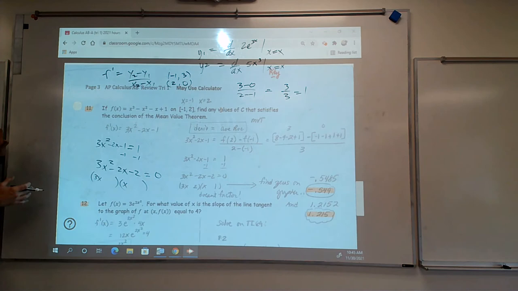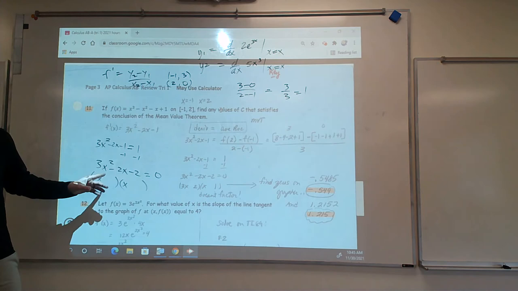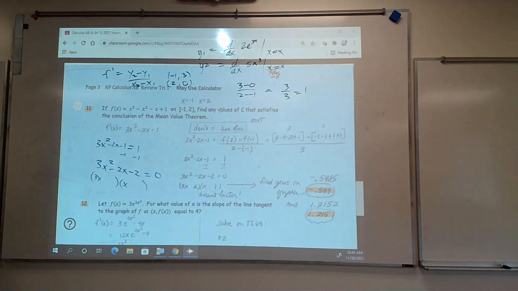Now, it's not factorable. We can test them all we want, but there's a shortcut, and that's what I want to show you, on a calculator, how to do this. In order to do this, we want to know when this function is 0. Let's just graph it.